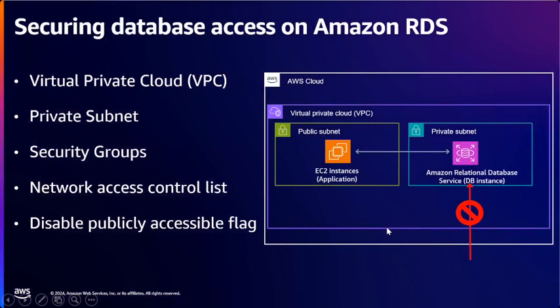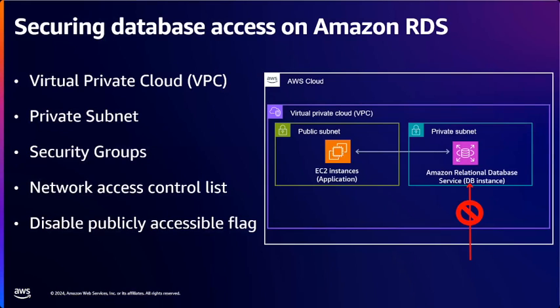The most basic security is to restrict access to databases by placing RDS instances in a private subnet and disabling the publicly accessible flag. It's important so that we can save our databases from the outside internet world. So it's important to place your databases in the private subnet. And for connecting from the clients, you can use a Bastion host.